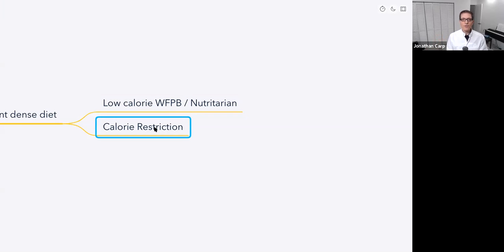Then there's calorie restriction. There is an organization called the CR Way, and there are a bunch of people that eat a very low calorie diet. Again, I mentioned this earlier, for the purposes of longevity.